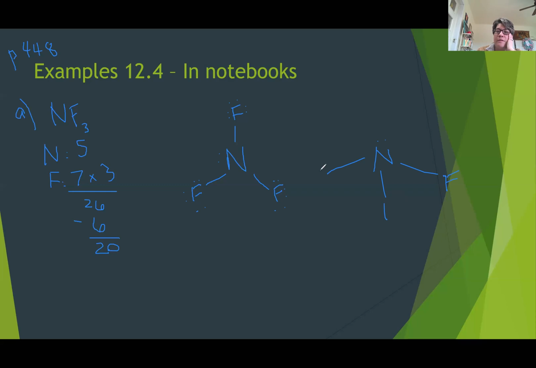And then you're going to put all your lone pairs. 1, 2, 3, 4, 5, 6. 1, 2, 3, 4, 5, 6. 1, 2, 3, 4, 5, 6. Okay. And so that's actually what it's going to look like.